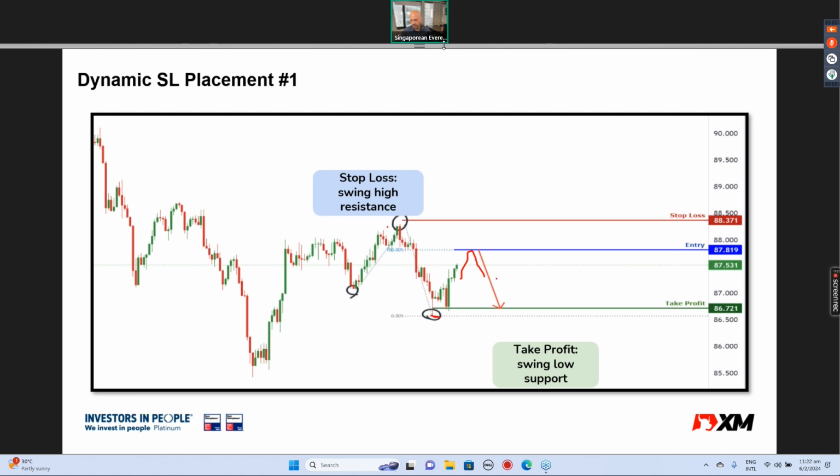And we see this level here. This is a swing high, right? You can see the top of the wick here. This is a swing high resistance. So just based on this, we should not be placing the stop loss at exactly the top of the wick. By placing it slightly above the wick, it gives us a little bit of allowance, right?